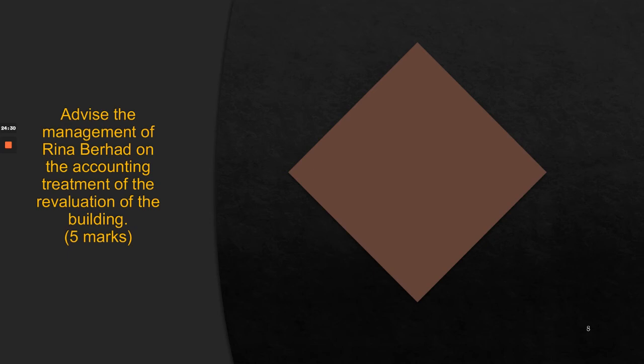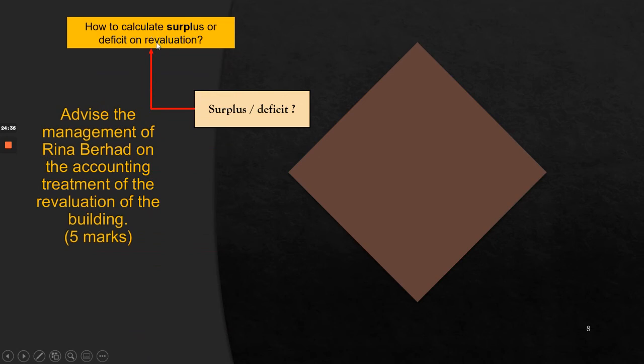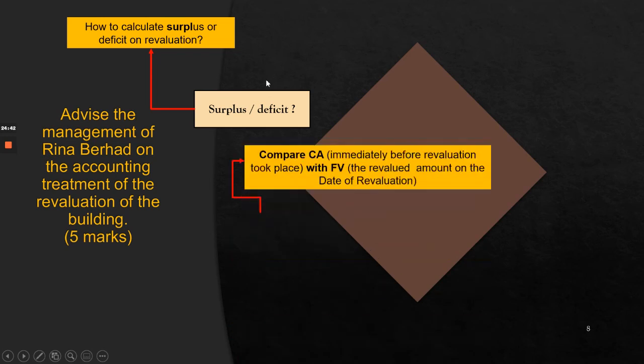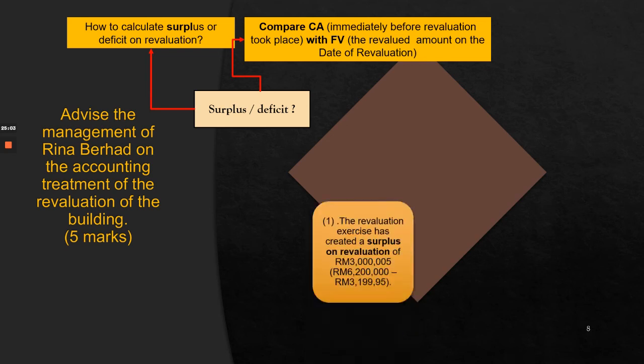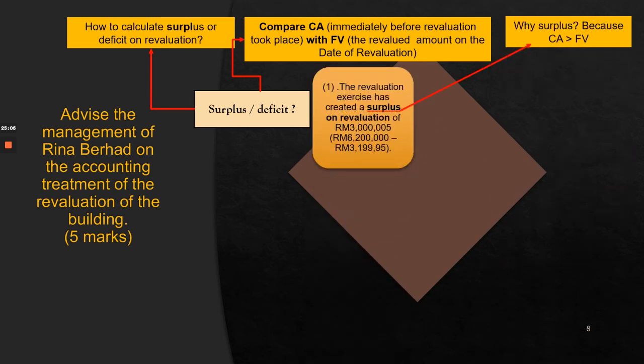Now they are being revalued. So if you can still recall, how do you calculate surplus or deficit on revaluation? You can either arrive at a surplus or at a deficit. How do you get that? If you compare the carrying amount with the fair value, and if the fair value is greater than the carrying amount, that will give you a surplus. If it's vice versa, meaning the fair value is less than the carrying amount, that will give rise to a deficit, right? So in our case, the revaluation exercise has created a surplus.